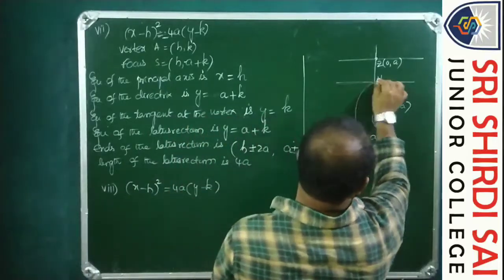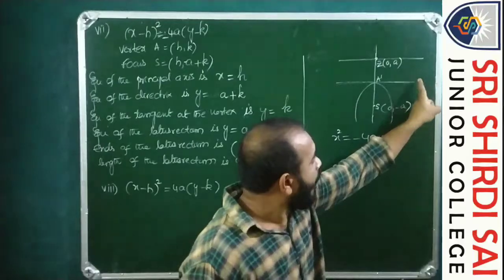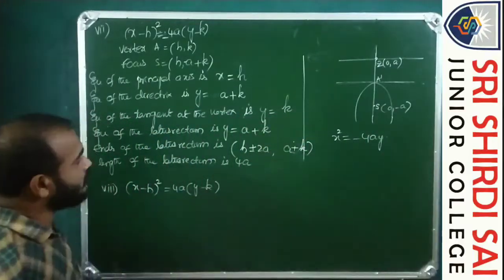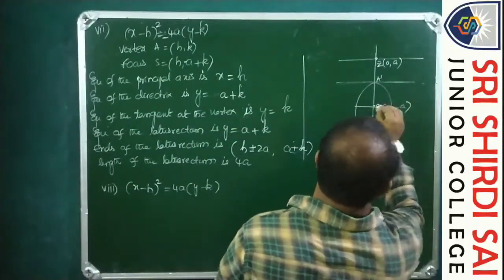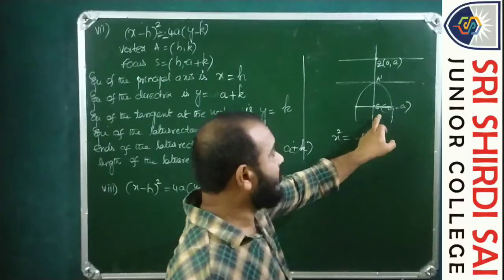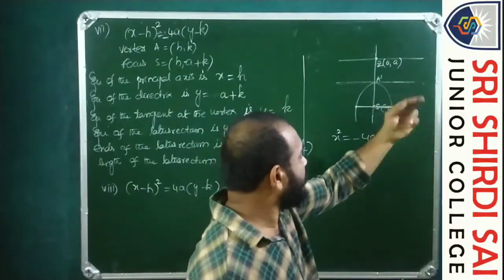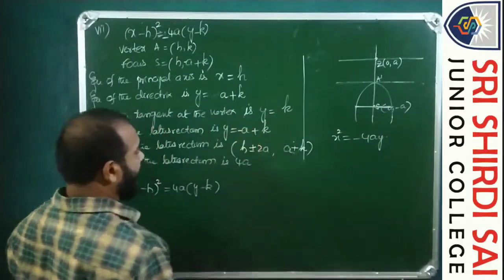Equation of the tangent at the vertex. What is this? The x axis. The x axis is y equals 0. Here y equals k. Equation of the latus rectum is this line, which is parallel to the x axis, y equals something. So y equals minus a plus k.